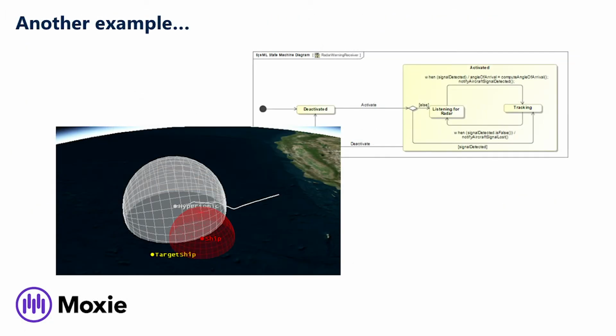So now let's shift gears and look at a totally separate example. In this use case, we're going to model an air vehicle and a radar warning receiver on that vehicle with SysML, and then we're going to use Moxie to analyze how that particular system behaves in a particular mission environment.